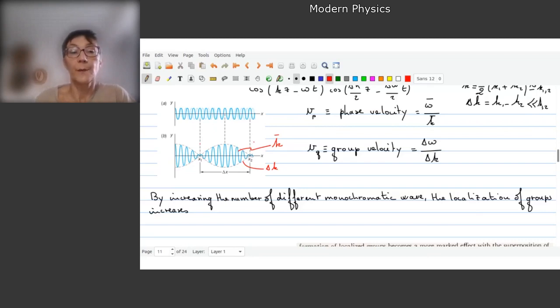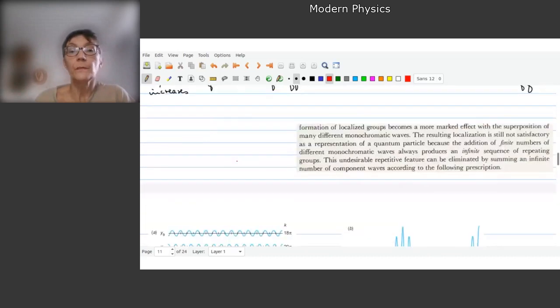And so by increasing the number, I just summed two waves, but if you increase the number of different monochromatic waves, the localization of groups increases. So this is a group, and it will increase.